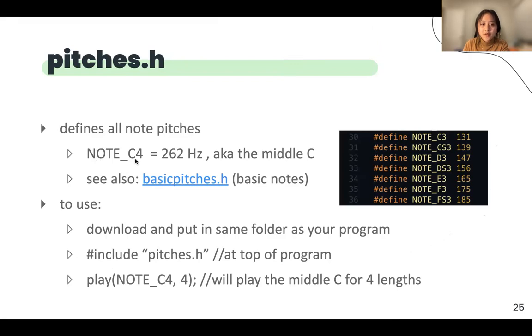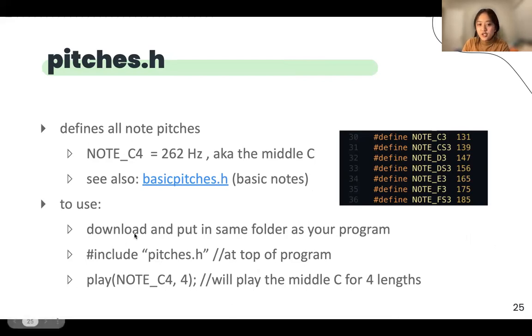All right, talking about the library pitches itself, it defines all notes as a pitch. So you have note C4 is equal to 262 hertz. When you #include pitches.h, you can just use these notes instead of having to figure out the frequency of the middle C or the frequency of the D key. So instead of having to figure out the frequencies that you want, you can just look at some sheet music and then generate your own song from that. This will make the project a lot easier for you guys in order to create your own songs.